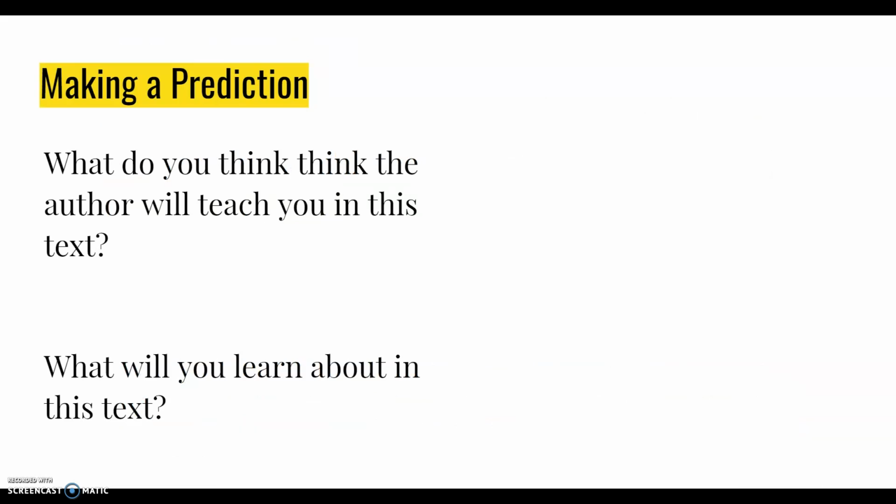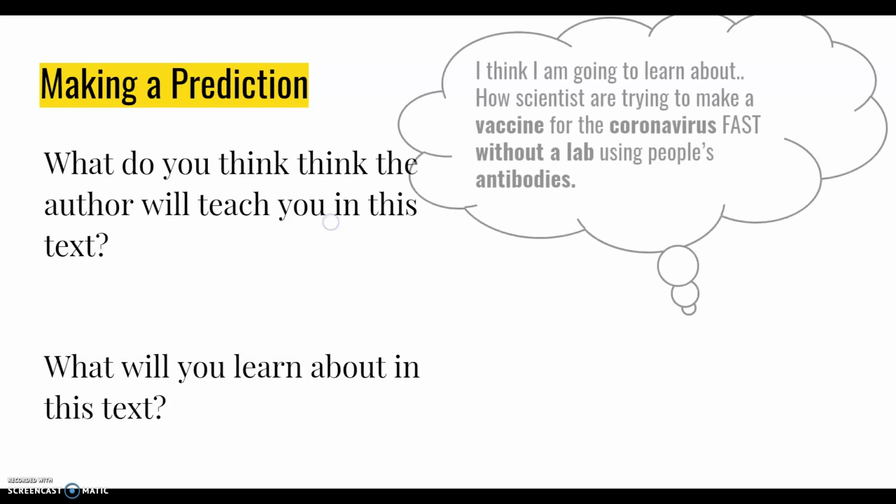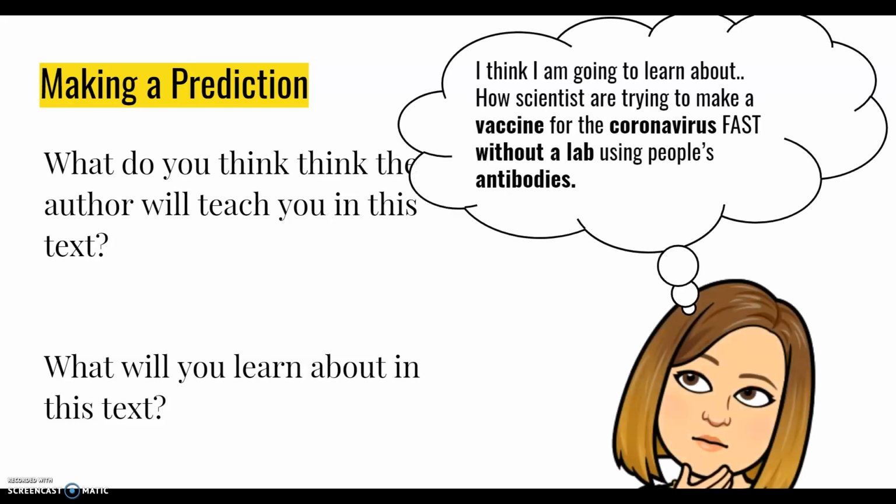So I'm going to go ahead and make a prediction. When I'm making a prediction, I'm trying to think and answer these questions: What do you think the author will teach you in this text? Or what will you learn about in this text? Well, I think I'm going to learn about how scientists are trying to make a vaccine for the coronavirus fast, without a lab, using people's antibodies. I hope you noticed that I used words from my text features, in particular words from my subheadings.